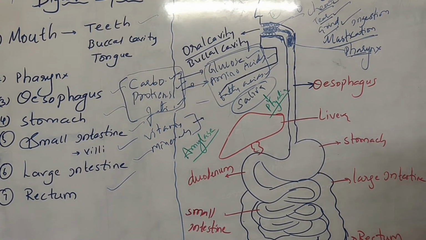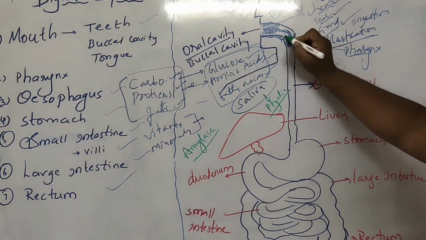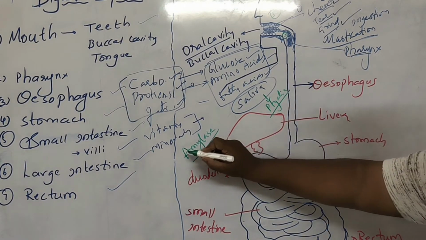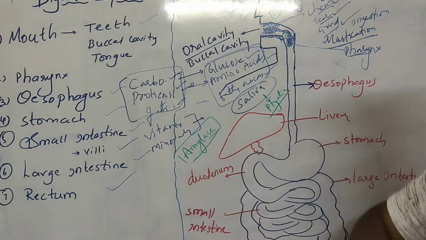Do you know what the palate is? Yes. So behind the palate there is 1 pair, 1 pair is located at the side of the jaw, and 1 below the tongue. So totally there are 3 pairs of salivary glands present in the mouth, and all these 3 pairs secrete an enzyme which is called amylase.